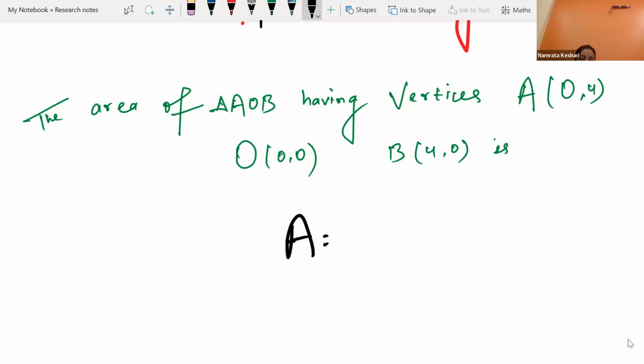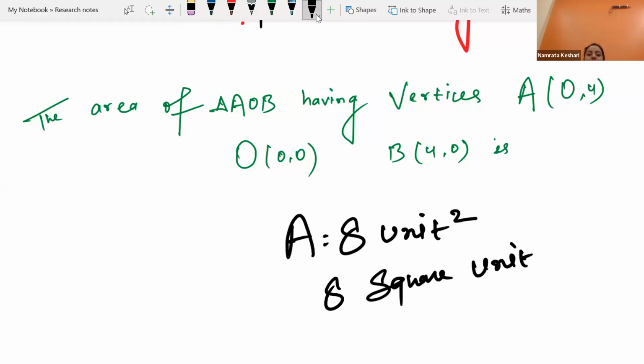Ma'am, 8 centimeters squared. The unit is square, because here we cannot say centimeter. So whenever we don't know the unit, we will say it is unit square, or square unit.